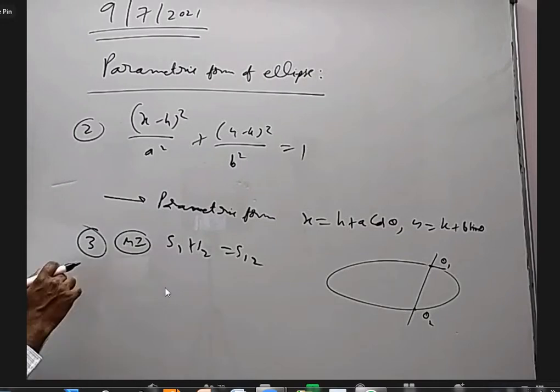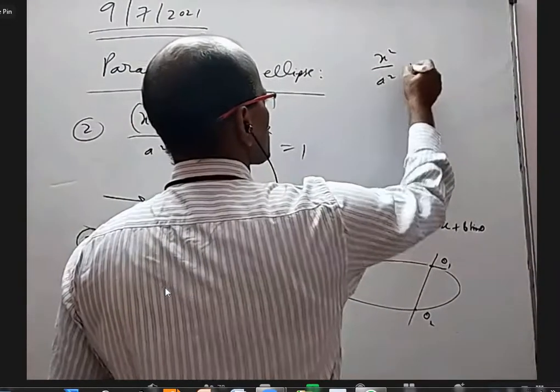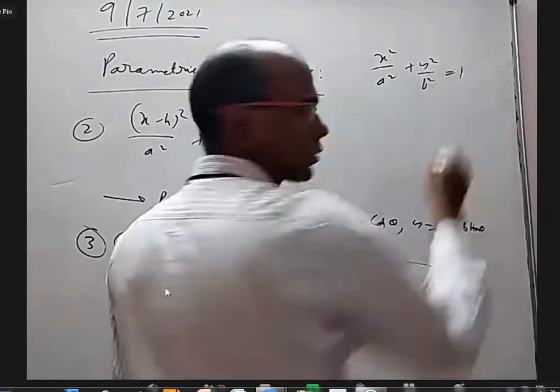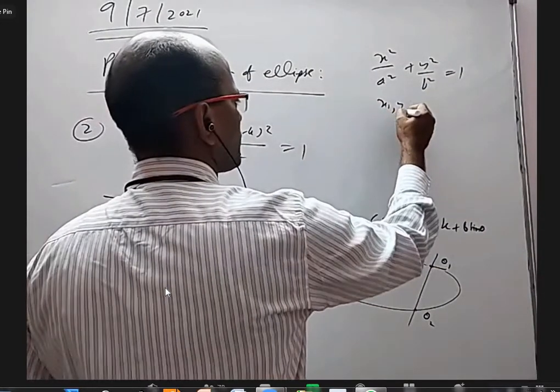What is S1 here? If I take x square by a square plus y square by b square equal to 1, and take a point x1 comma y1.